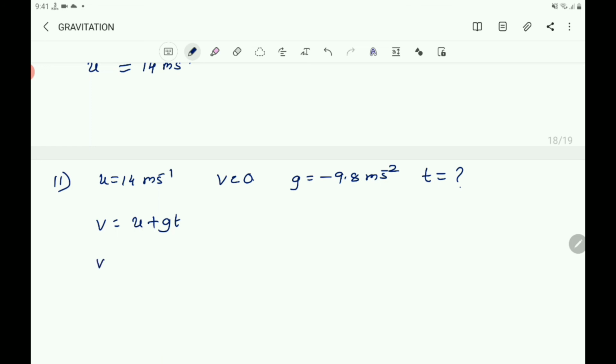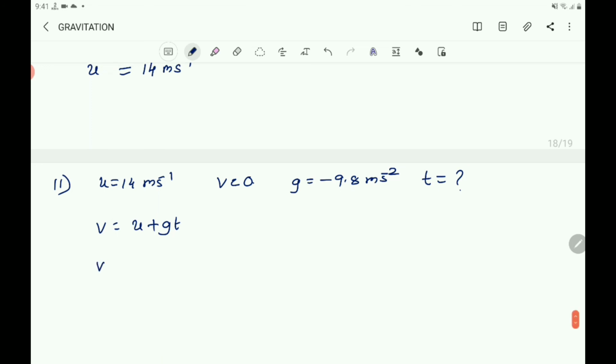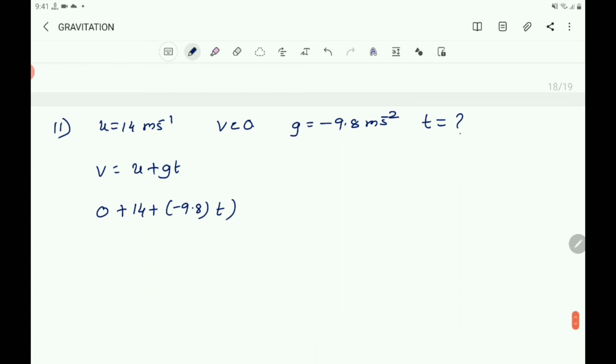Then v is equal to 0, you write 0 only. Then u is 14, plus g is minus 9.8, t we have to find out. So 0 equals 14 minus 9.8 t. Then you transfer this, because it is negative. When you transfer it to the LHS, it becomes positive. Then minus 9.8 t becomes plus 9.8 t equals 14.